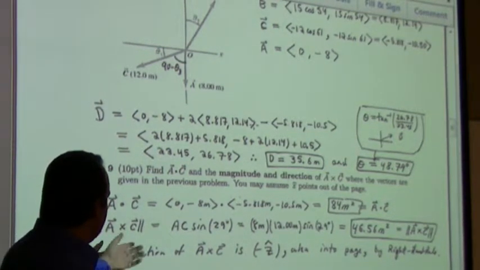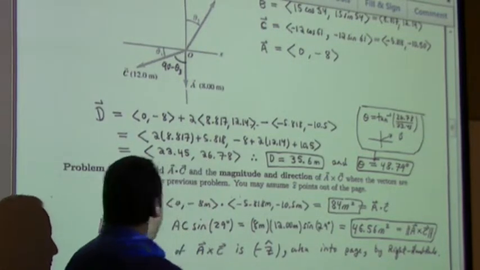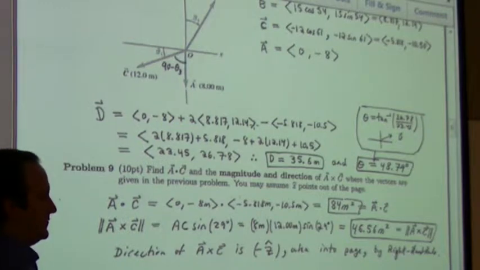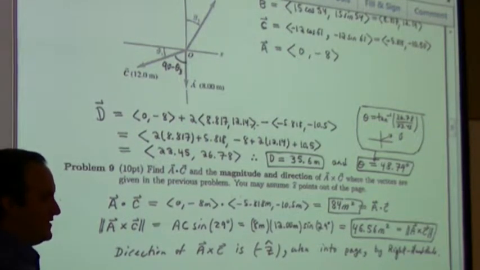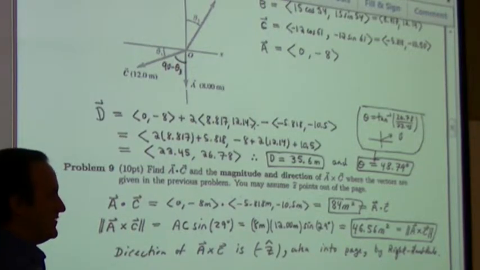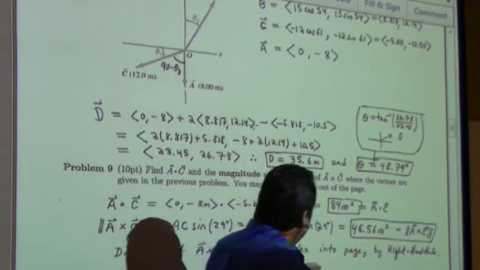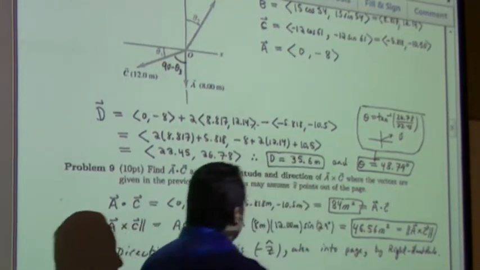A cross C, well, I know a nice formula for that. That's AC sine of the angle. That's the magnitude of the cross product, which I would much prefer to use rather than actually calculating the cross product and taking the magnitude, right? This is way easier, given the information you have. So I do that, and I get 46.56 meters squared.